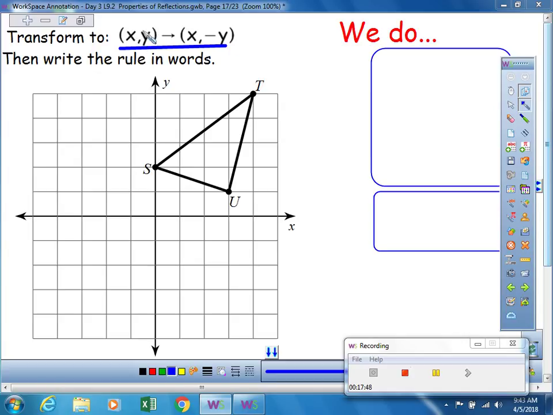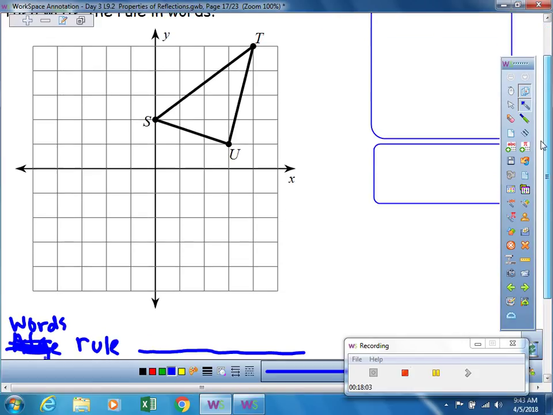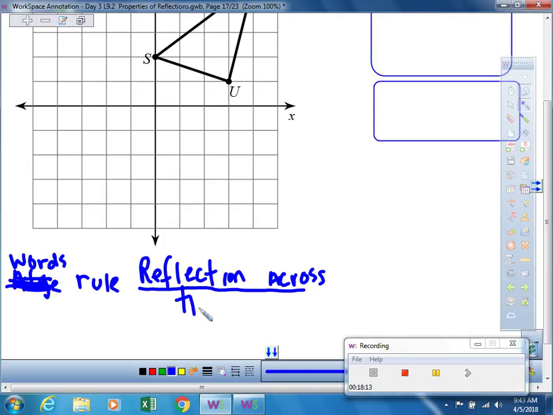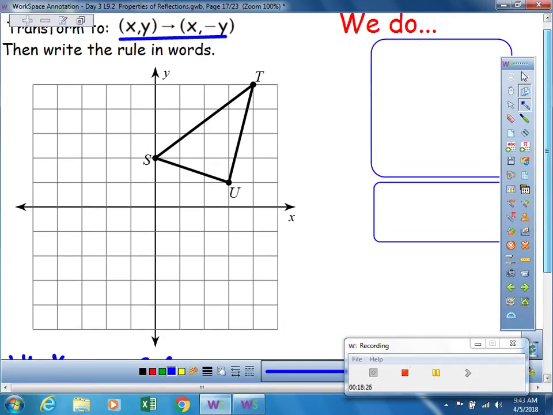In here, they give us the algebraic rule. What axis are we going over? X, because that's the one that's left alone, right? So I can write that rule in words. Reflection across the x-axis. Oops, x-axis, not a-axis. Reflection across the x-axis. So which am I going to highlight? The x-axis.